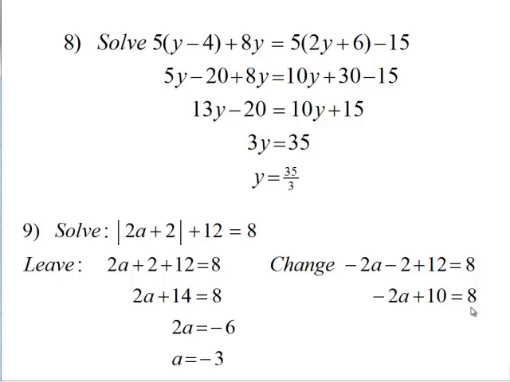Subtract 10 from both sides. 8 minus 10 is negative 2. So your negative 2a is equal to negative 2. Divide by negative 2, and your a should equal 1.